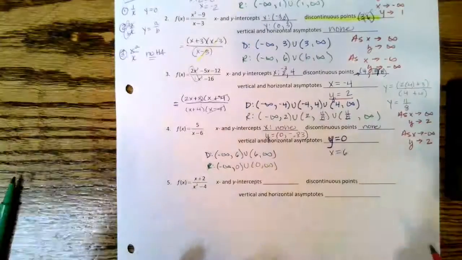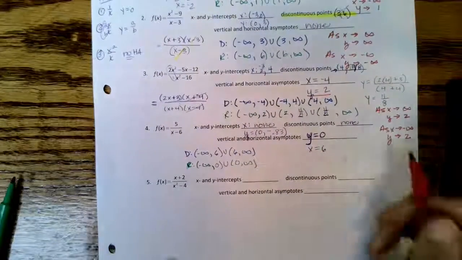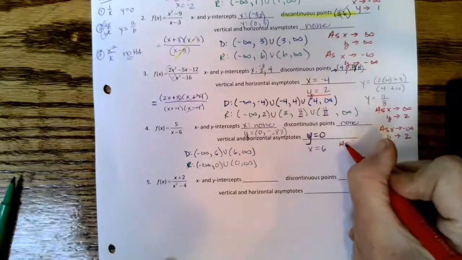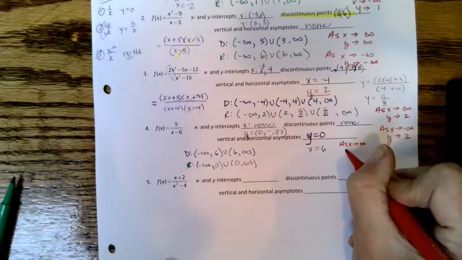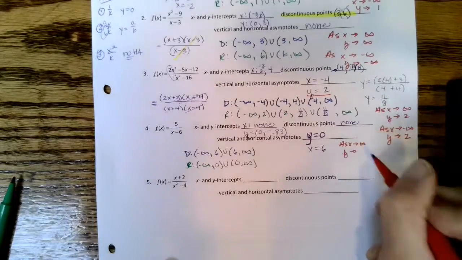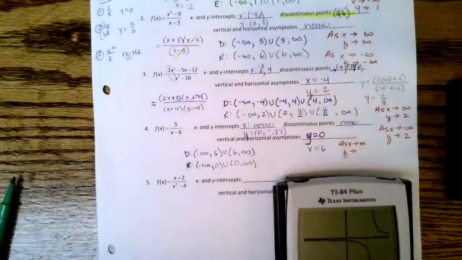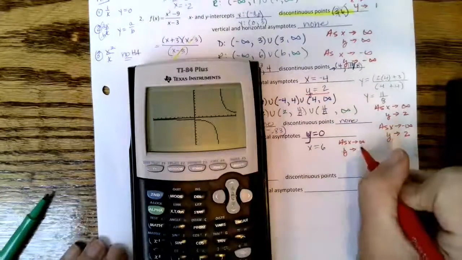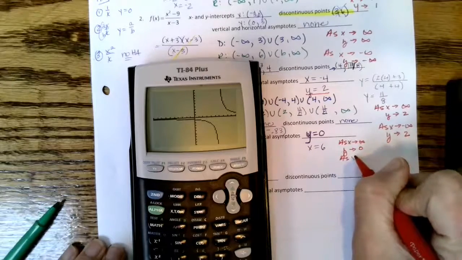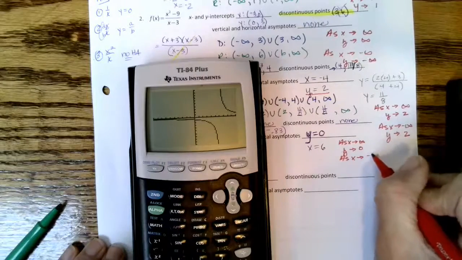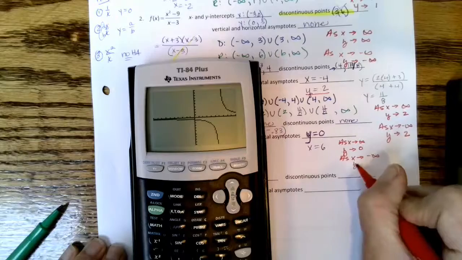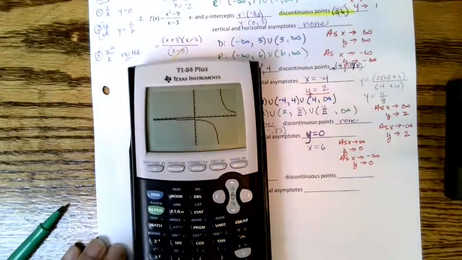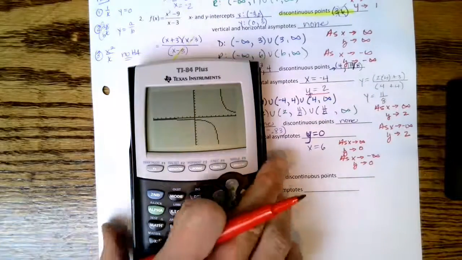Let's see. As x approaches positive and negative infinity: as x approaches positive infinity, y is going to approach, don't forget, your horizontal asymptote at 0. As x approaches negative infinity, guess what? y still approaches 0. Okay?